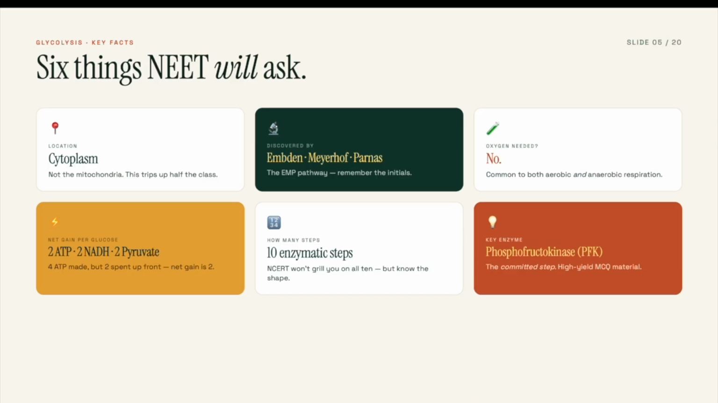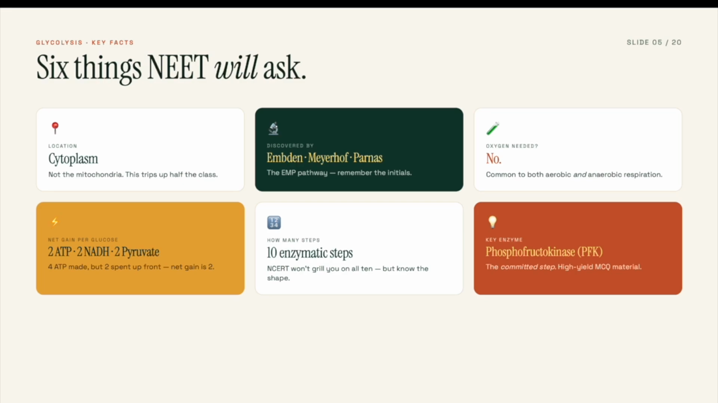Let me highlight some neat critical facts about glycolysis. First, location is cytoplasm. Many students mistakenly say mitochondria. No, glycolysis is the only stage that happens outside the mitochondria. Second, it was discovered by Embden, Meyerhof and Parnas. That is why it is called EMP pathway. Third, and this is a favorite trick question. Glycolysis does not need oxygen. It is common to both aerobic and anaerobic respiration. Whether oxygen is present or not, glycolysis happens first.